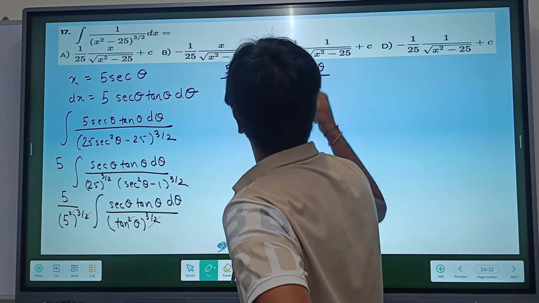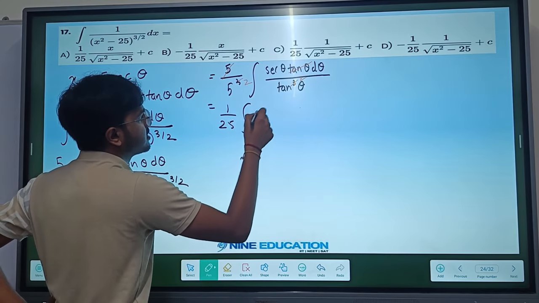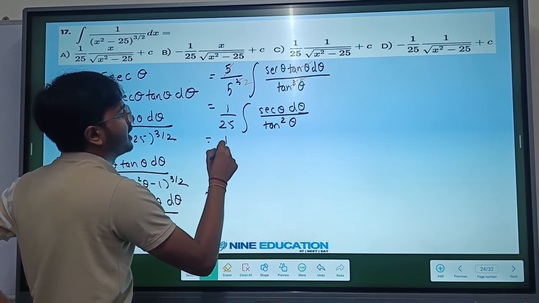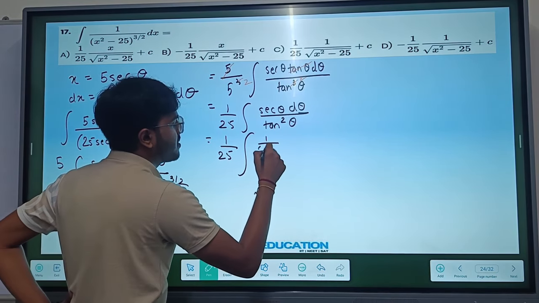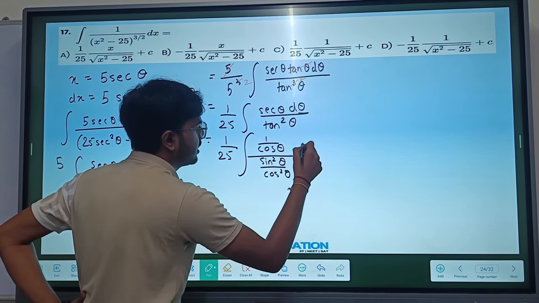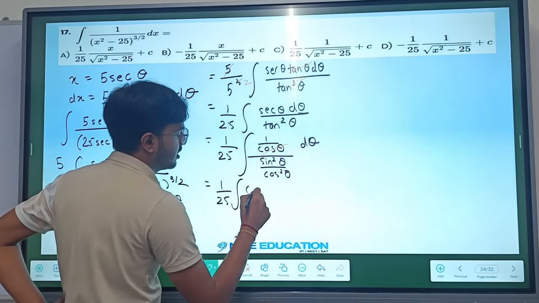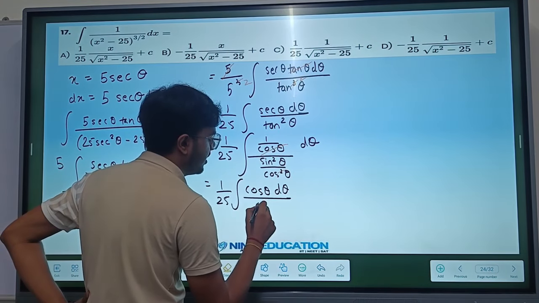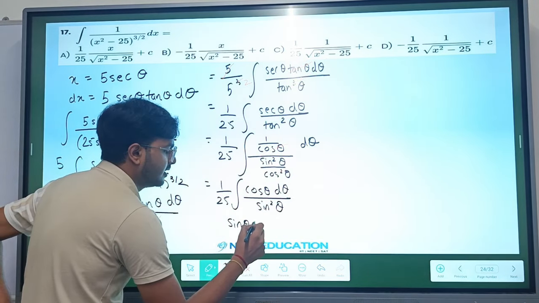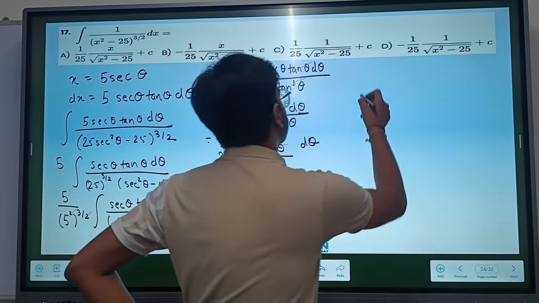Tan cube theta say this becomes tan square, 5 say this becomes 5 square. So 1 by 25 integration secant theta d theta divided by tan square theta. I will convert everything to sin cos. So what will I get? Integration 1 by cos theta, and this will be sin square theta by cos square theta d theta. Cos theta cancel, so this will become 1 by 25 integration cos theta d theta divided by sin square theta. Simplified more. Why? Cos theta is differentiation of sin theta. Take sin theta as t. Differentiation cos theta d theta will be dt.